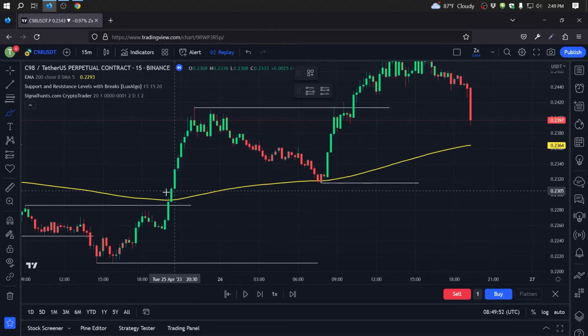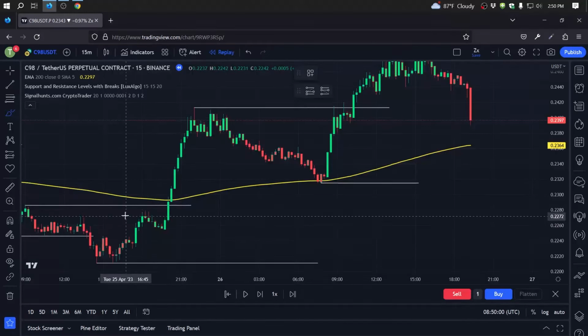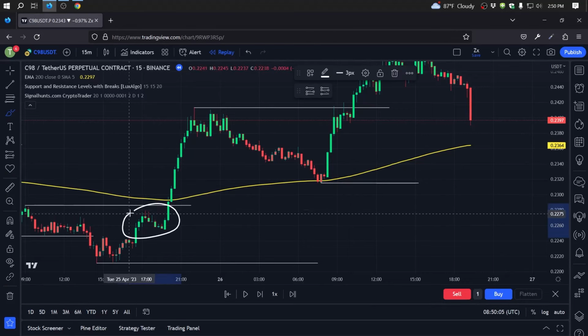For example, in this trade you can see we get a green signal from the crypto trader indicator, but the price is still below the 200 EMA. So we will wait, and after a while you can see the price is crossing up the 200 EMA, and here is our buy signal.